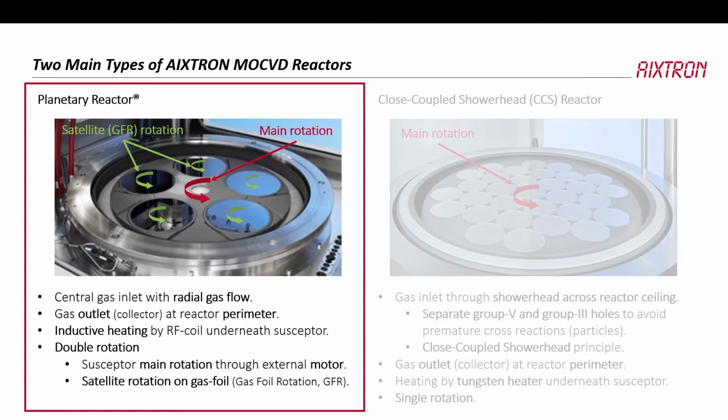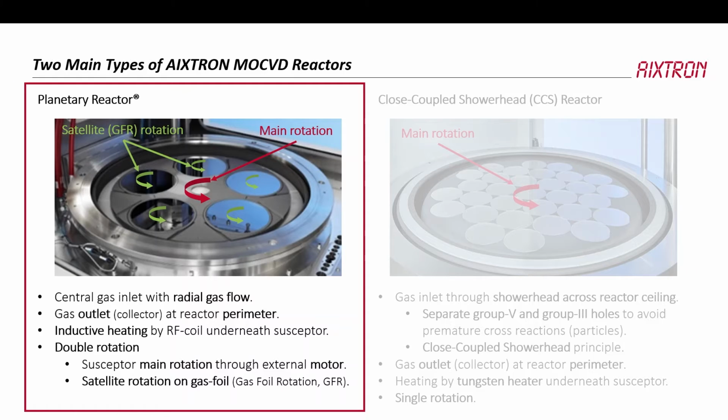How this works is we have an RF coil, not shown here, underneath the susceptor. The susceptor is this rotating thing here. It rotates in this direction, and the RF coil heats it up via an RF heating field, essentially an inductively heated susceptor. Then we have the individual wafers placed on rotating discs that we call satellites. This is the planetary disk, and these are the satellites. They also rotate, and they rotate on a gas foil.